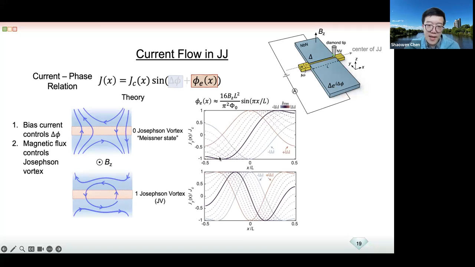And again, if we look at the line cut of the current profile, what you could expect in theory is like this, as you saw before. And in the case of having one Josephson vortex in the junction, the current will actually change its sign. And that is because of the pi phase shift that is associated with the junction. Right, so you may think this is actually pretty simple, but surprisingly, this has not really been observed before, in terms of the Josephson vortex current flow in the junction.